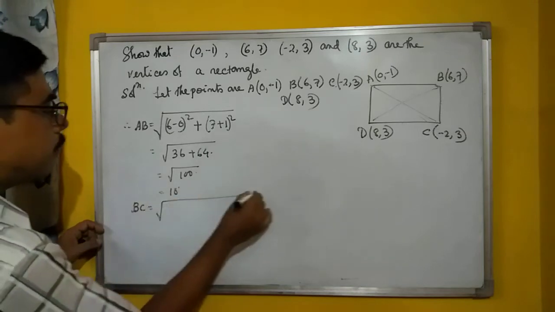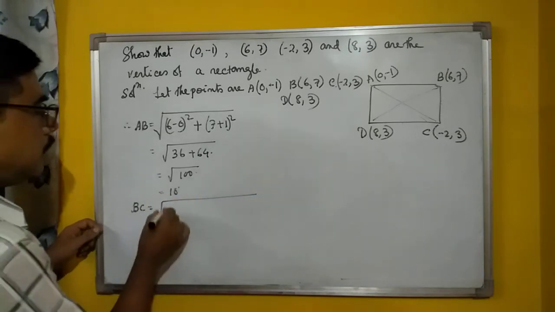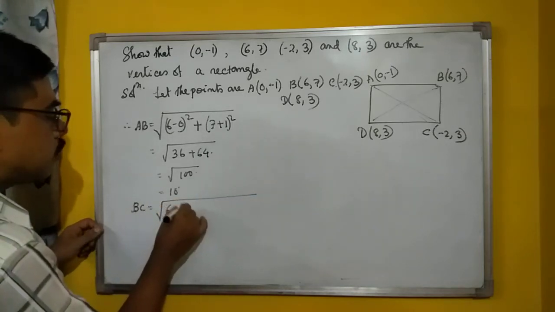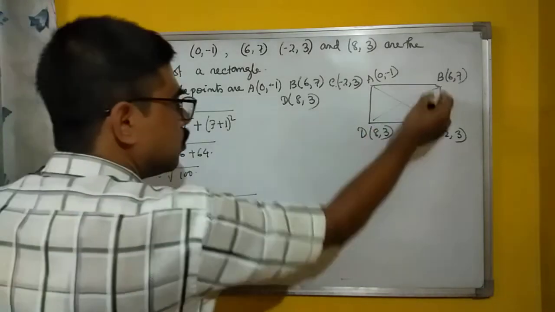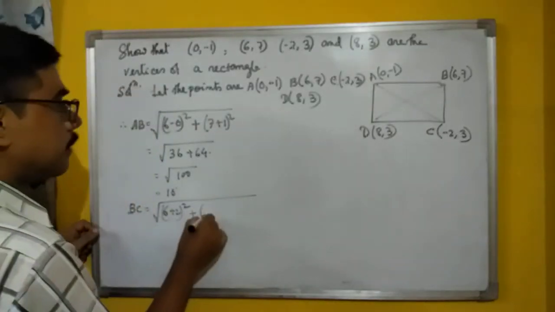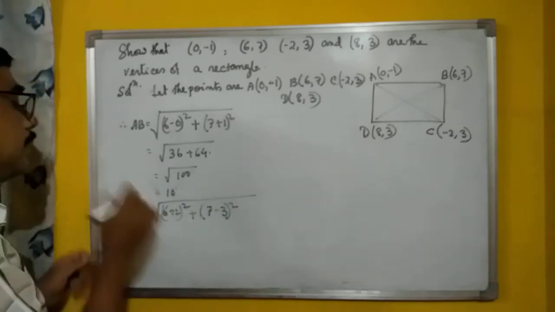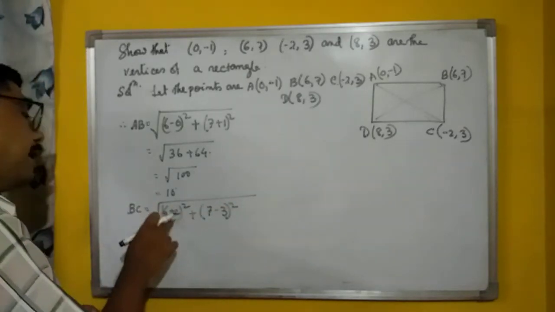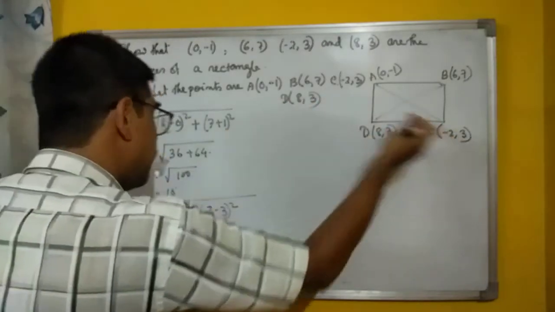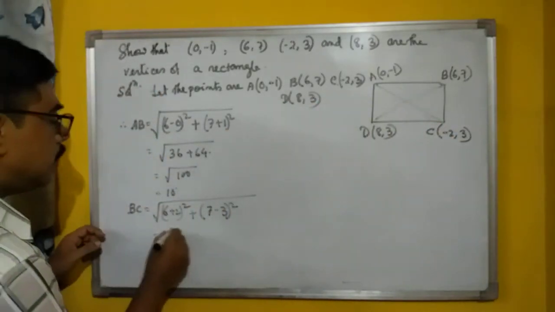Root over. What will we get for BC then? 6, it is plus 2. See, 6 plus 2, and 7 minus 3. Don't say yes, one is plus, one is minus. No, this is minus, then minus, and then again minus, this is plus. So what will it be?